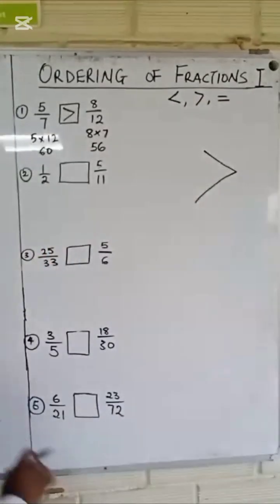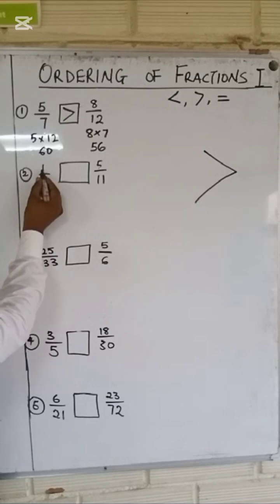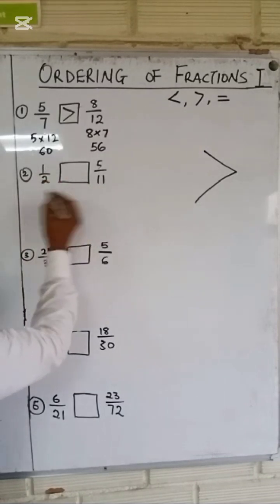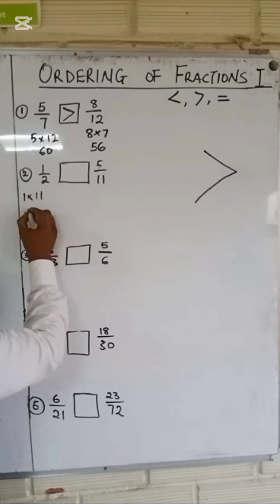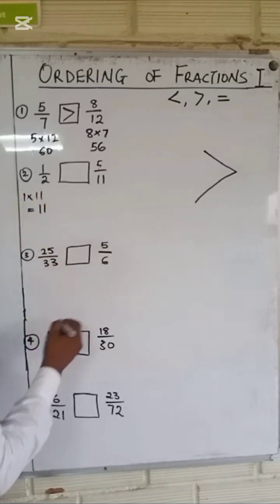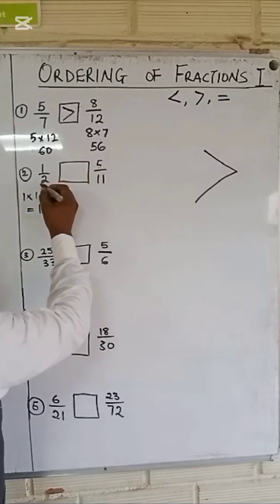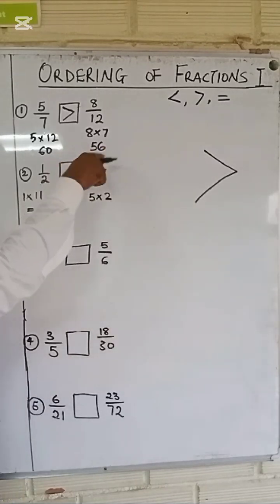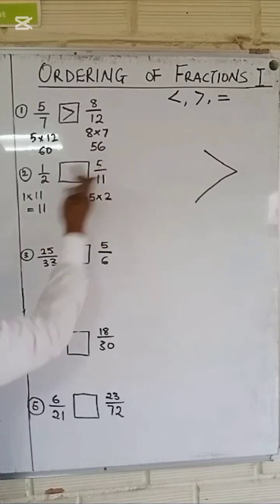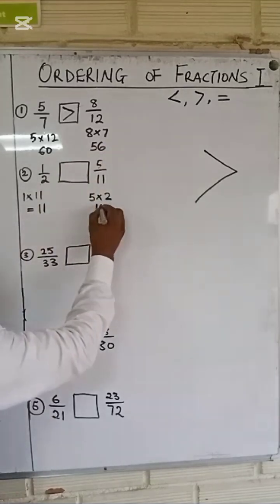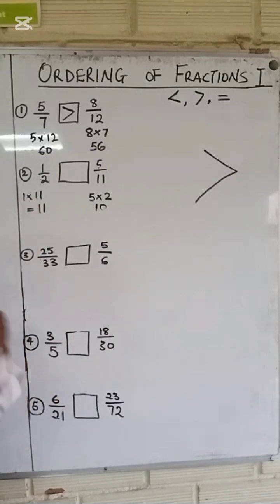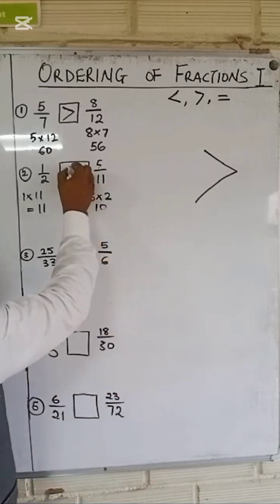Now let's look at the second one. Now 1 times 11. We are using 1 now, so we are talking about this side. 1 times 11 is actually 11. Now look at this one, 5 times 2. When we are using the numerator, we are talking about that fraction. 5 times 2 is 10. So you can also see that this 1/2, as tiny as it looks, is bigger than 5/11. Wonderful. So we have this bigger.